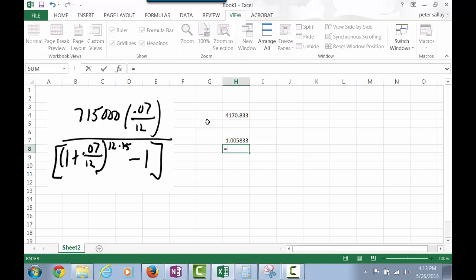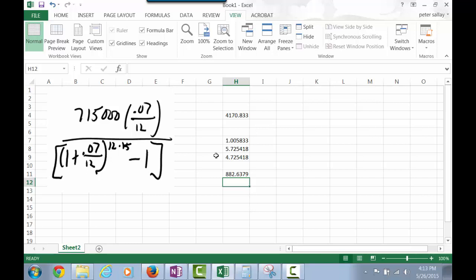Then I want to raise that, so equals, I click on it, raise that to the 12 times, that should be 12 times 25, so I apologize for that, I must have copied that from a previous attempt. So times 25. Then I take that number and subtract 1 off of it. And finally, we can divide the two numbers: equals the original numerator divided by the denominator.